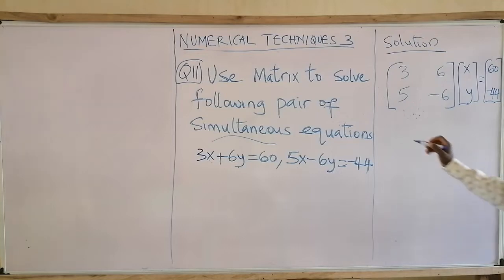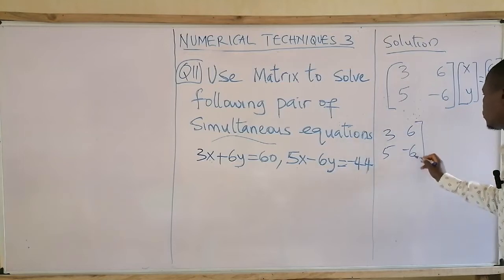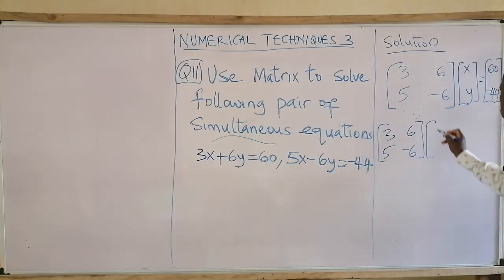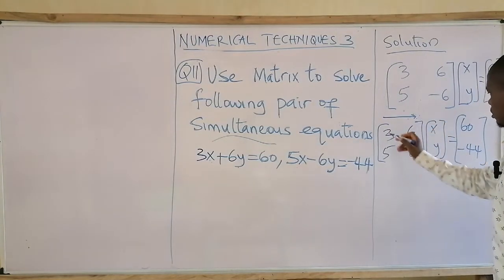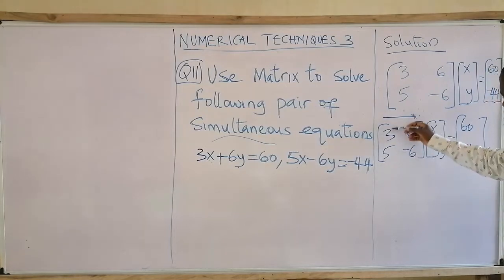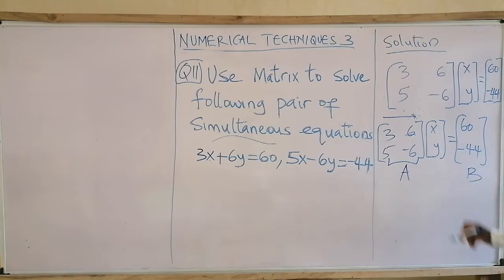Let me repeat that. So we now have 3, 6, 5, minus 6, equal to 60, minus 44. So this is what we have now, in matrix form. This is your row 1, this is row 2, column 1, column 2. Then this can be written as what? This one is your A, and this is your B.